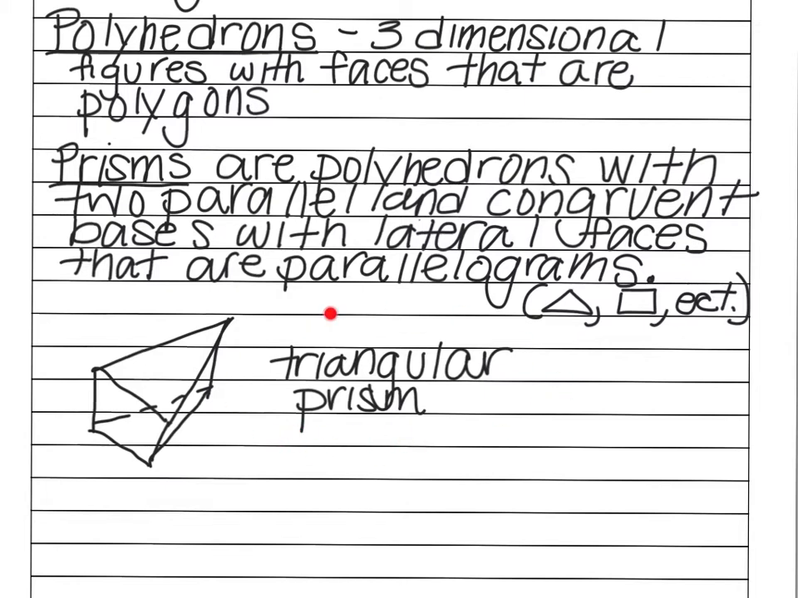Prisms don't have to be triangular. This is just an example of a triangular prism. You could have a rectangular prism, where the faces at the top and the bottom would be rectangles. You could have a pentagonal prism, where you have 5 sides and the top and the bottom of the box, that's how I think of it, are pentagons. So the pentagon would have 5 sides on the top and 5 sides on the base, and it would be considered a pentagonal prism.